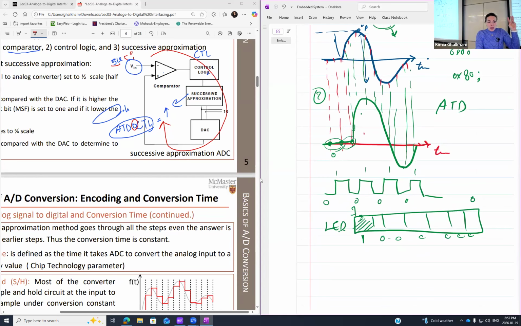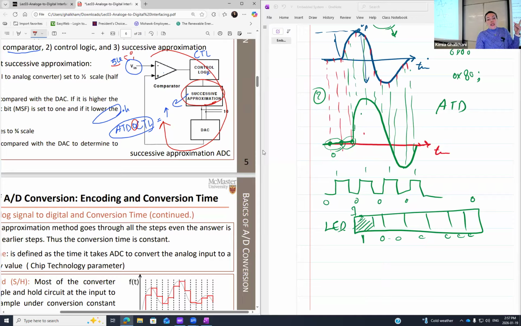So step 1, compare. Step 2, go through the control logic. Control logic should be on. And step 3, which is the main step, is to do that process of division, because sometimes, if the number is a big one, it must go through tens of divisions. Lots of division is supposed to happen.